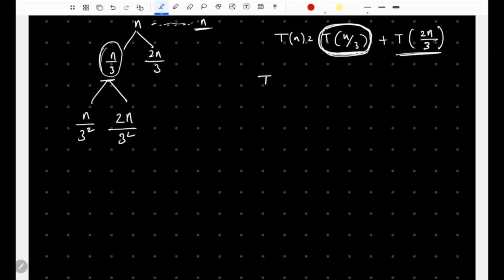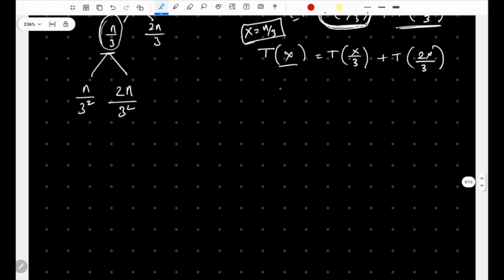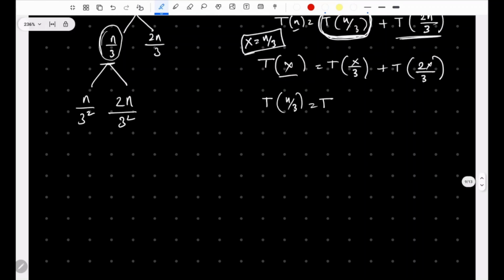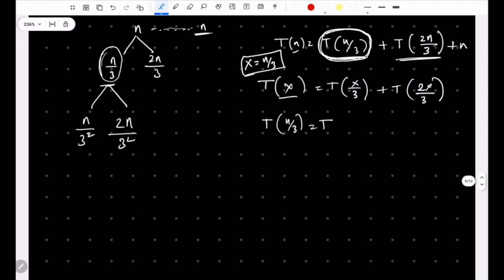So if I do T of n by 3, what will I get? Let's say this is n by 3, and I will take it whole as x. So let me take x equal to n by 3. Then T of x is T of x by 3 plus T of 2x by 3, plus the term n, which was the cost of dividing. Here it will come as x.